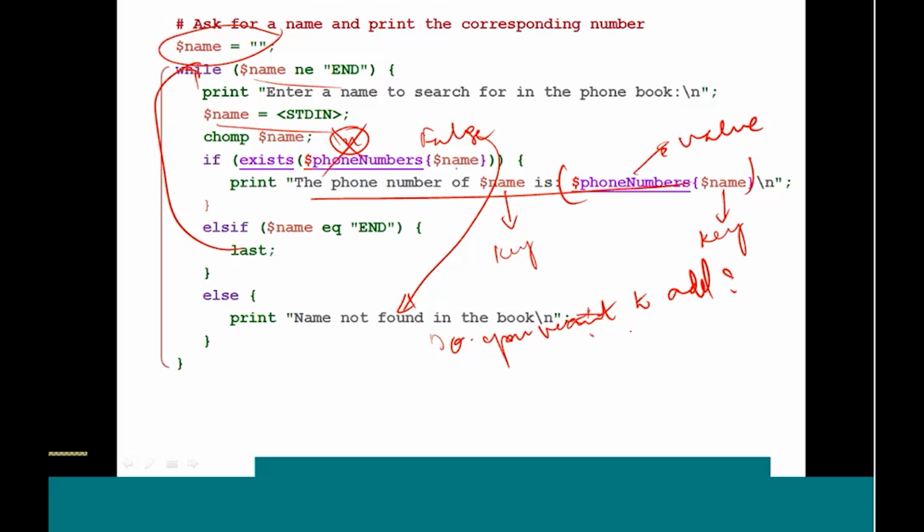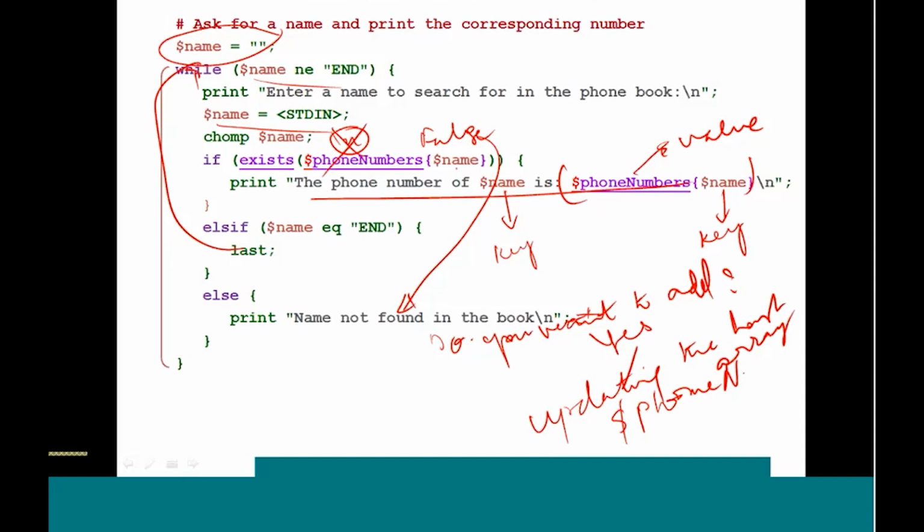If the user says yes, then you again go into updating the hash array, and I think you can easily update the hash array by just using this $numbers{$name} equal to $number.